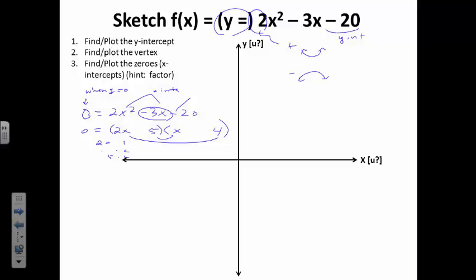FOIL that out, right? Let's just double check it. So we get 2x squared, that's our first. Our outside is going to be negative 8x, our inside is going to be positive 5x, and our last is going to be negative 20.